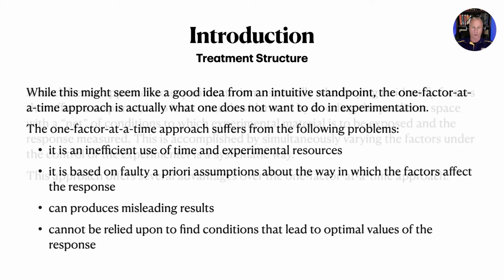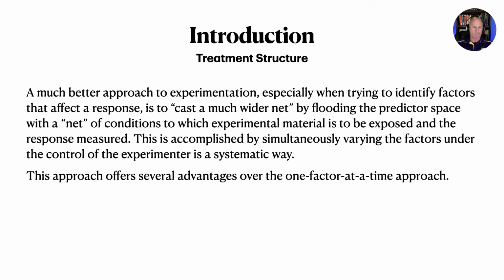So what's the alternative? Well, a much better approach to experimentation, especially when trying to identify factors that affect the response, is to cast a much wider net, so to say, by flooding the predictor space with a net of conditions to which experimental material is to be exposed in the experiment and the response measured under those various conditions. Now, this is accomplished by simultaneously varying the factors under the control of the experimenter and doing this in a systematic way. This approach offers several advantages over the one factor at a time approach.